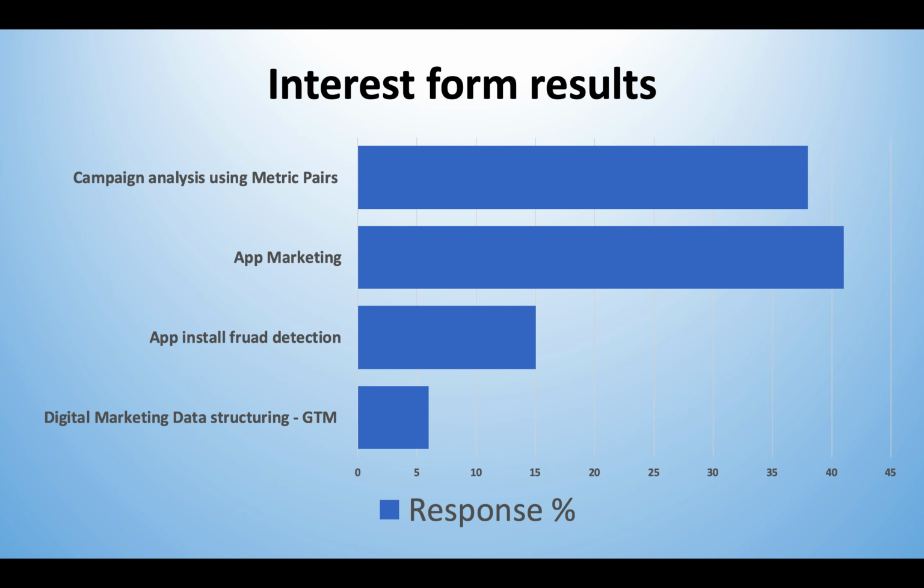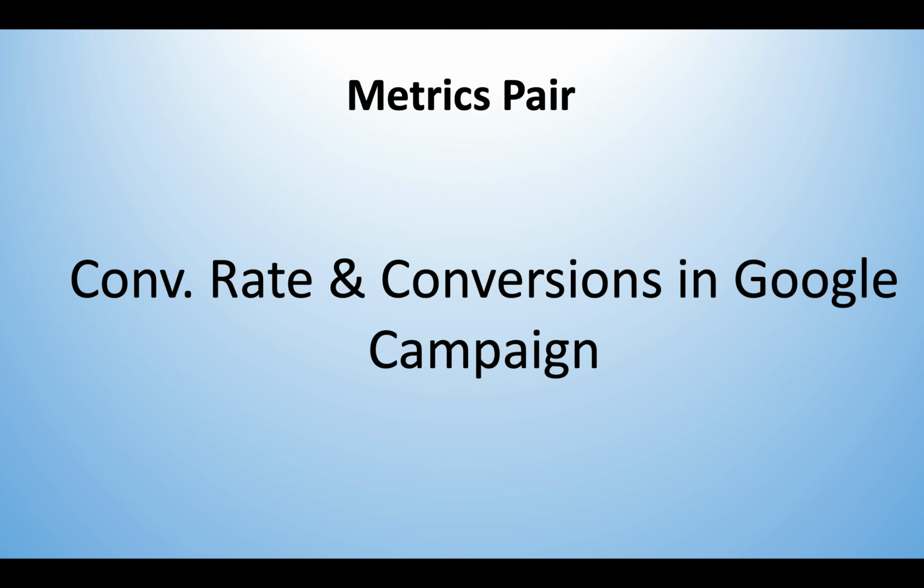The topic which has the second most response is campaign analyzing using metric pairs. Luckily, this one can be done in different parts instead of doing it in one chunk. So this is the first series on this. The metric pair which you are going to use to analyze the campaign today, and also understand how to use this metric pair generally in any campaign, is conversion rate and conversions. And today we are going to only concentrate on a Google campaign.